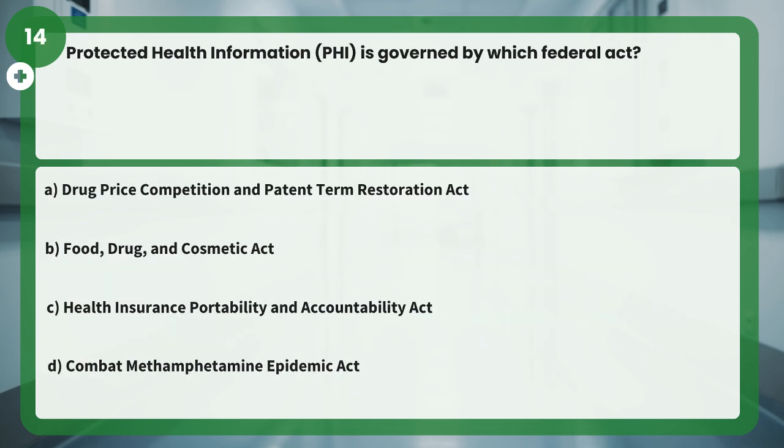Question 14. Protected Health Information, PHI, is governed by which federal act? A. Drug Price Competition and Patent Term Restoration Act. B. Food, Drug, and Cosmetic Act. C. Health Insurance Portability and Accountability Act. D. Combat Methamphetamine Epidemic Act.